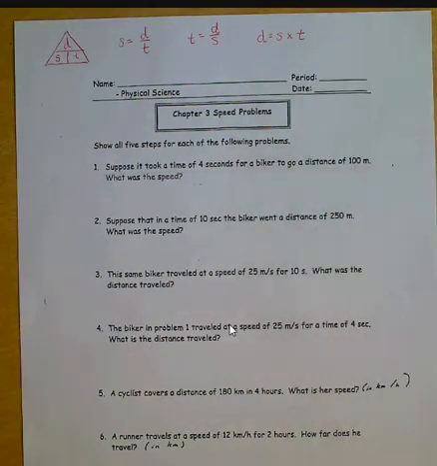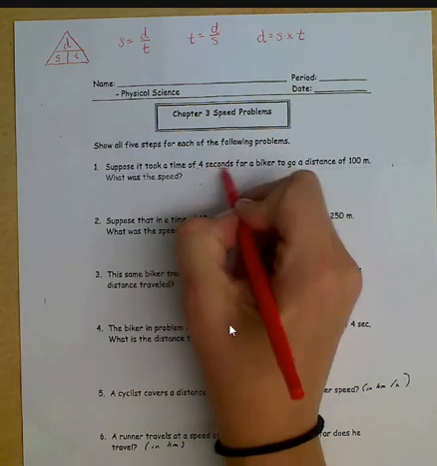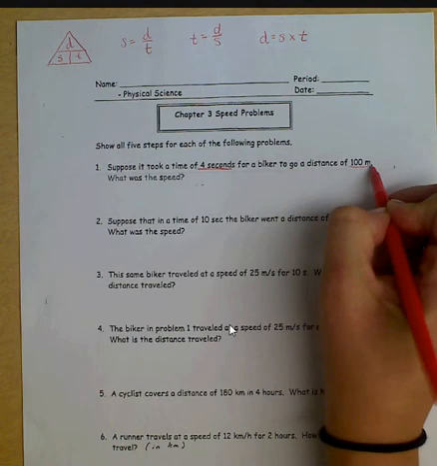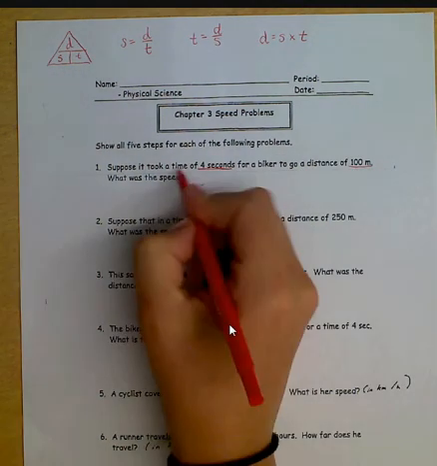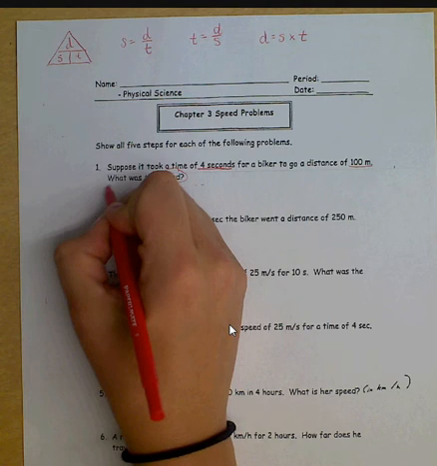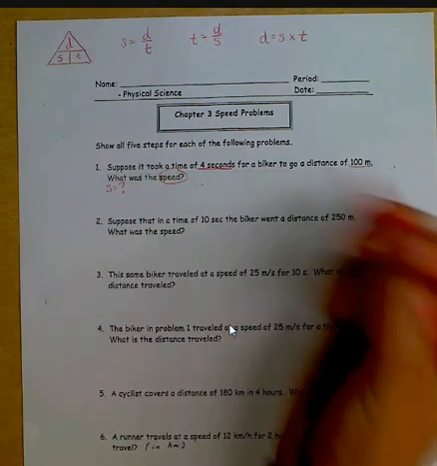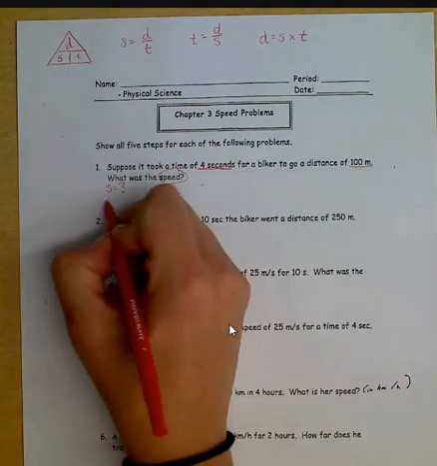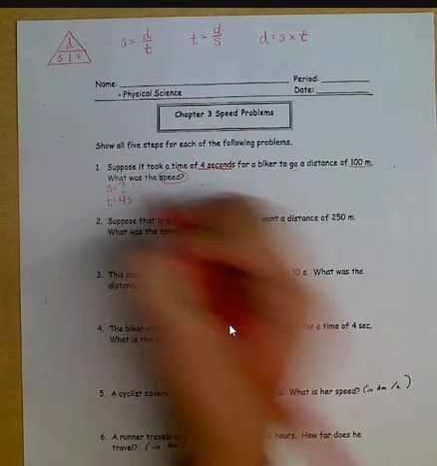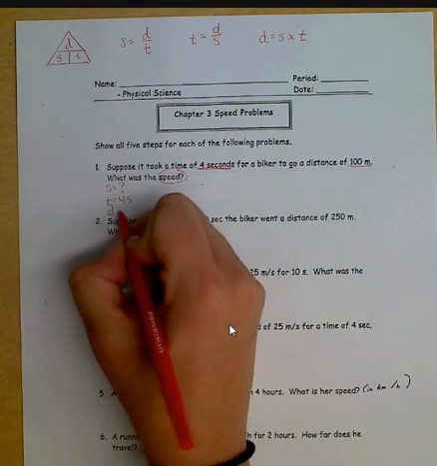Number 1 says, suppose it took a time of 4 seconds for a biker to go a distance of 100 meters. So I'm going to underline my knowns, and then it's asking for what was the speed. So I'm going to say speed is my unknown. My time is going to be 4 seconds. And my distance is going to be 100 meters.